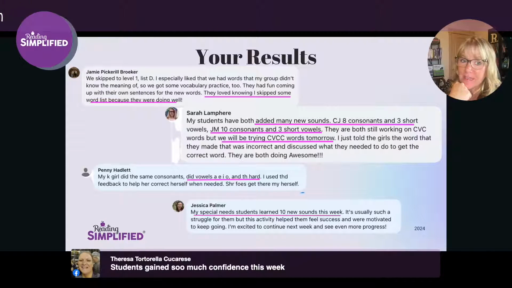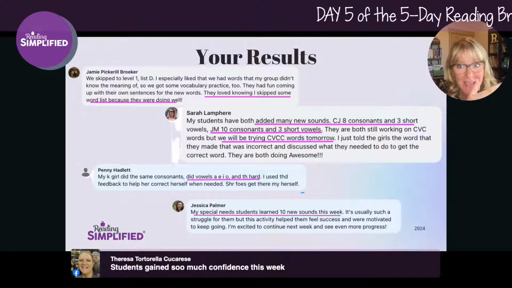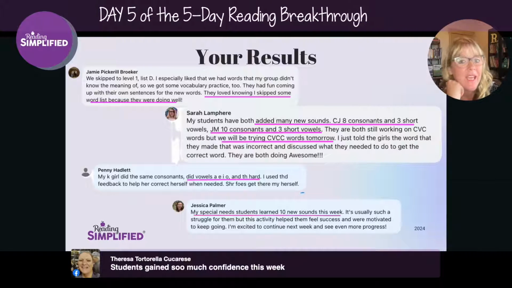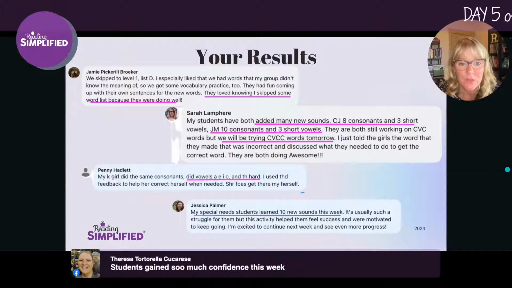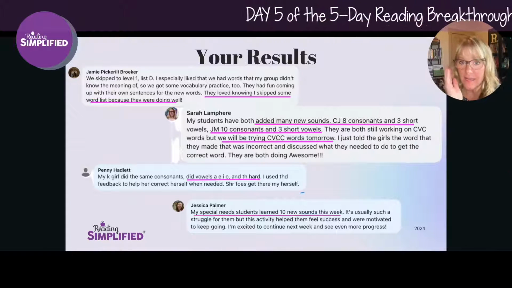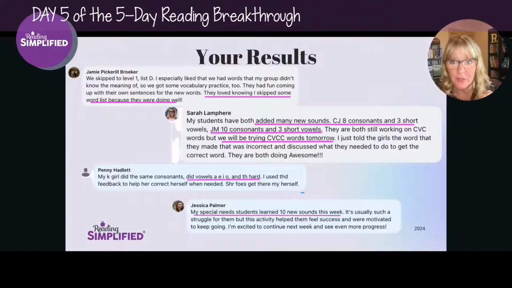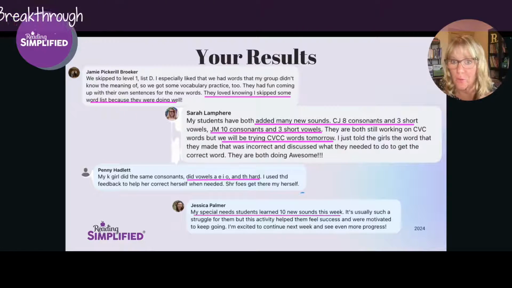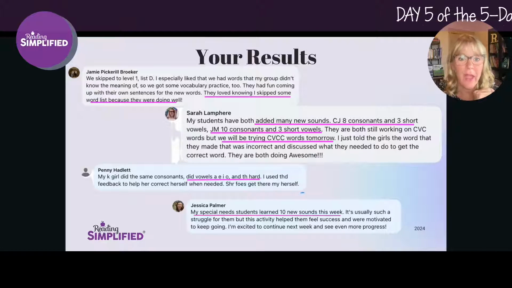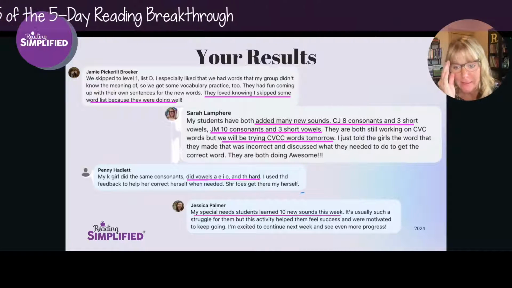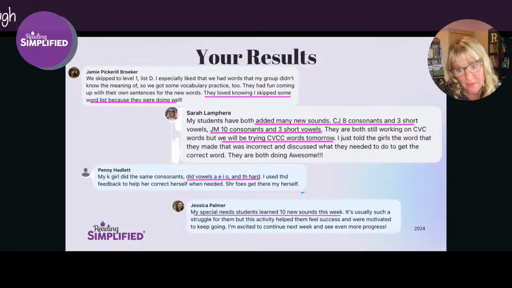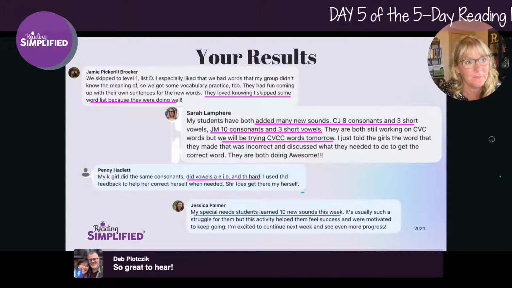Penny, her student did A, E, I, and O, and TH, which was hard. Well done. Jessica, very cool. My special needs students learned 10 new sounds this week. Again, remember, what would a traditional mainstream program have you do in 1 week? Would you have even exposed kids to 10 sounds? Probably not, let alone have them learn it. And so, as Deb says, that is so great to hear.